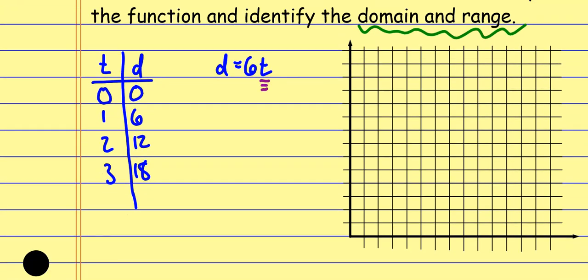And so now I can plot this thing. I'm going to do my time down here. This is where I'm going to put the time. That's going to be like my x. And then the distance will go up here. That'll be like my y. So now I have the ordered pairs. I've got 0, 0. I've got 1, 6. I've got 2, 12.